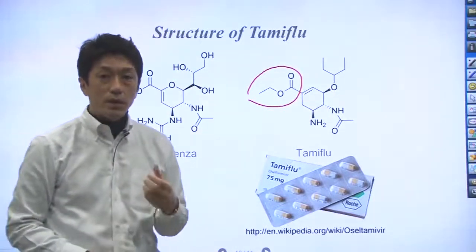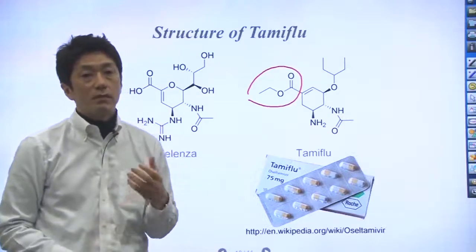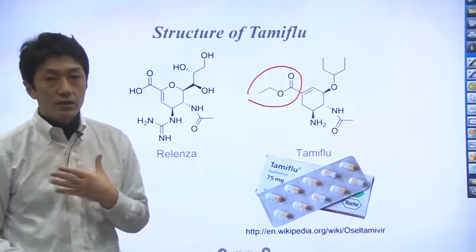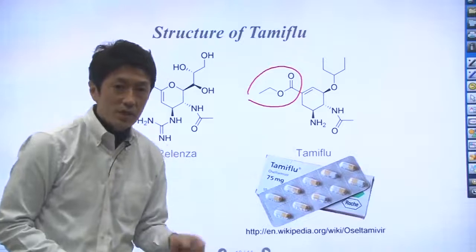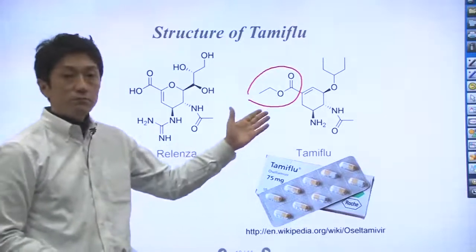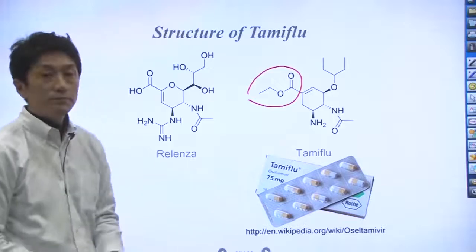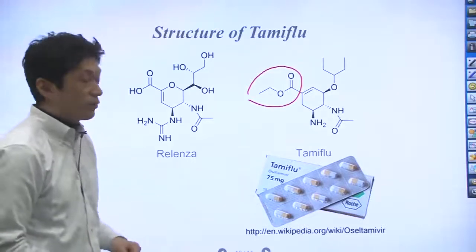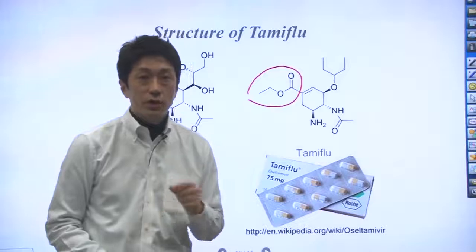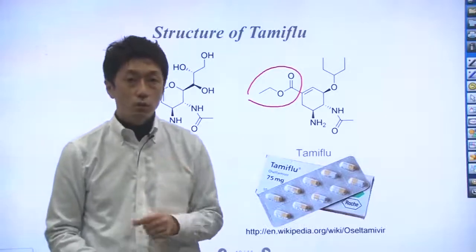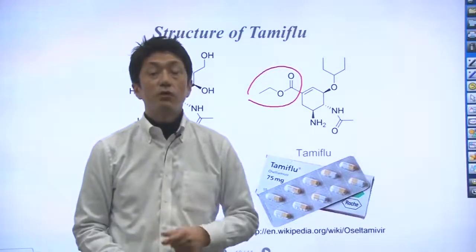Tamiflu comes in a pill form and can be taken orally. Since oral administration is much easier, this drug became more popular than Relenza. In the next video clip, I will show you an example of the fast follower approach in the field of music.